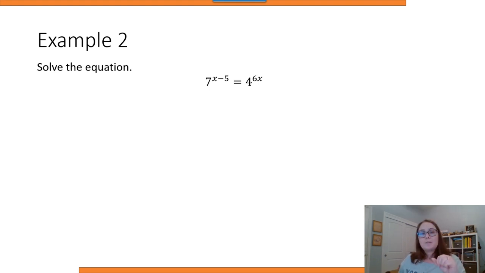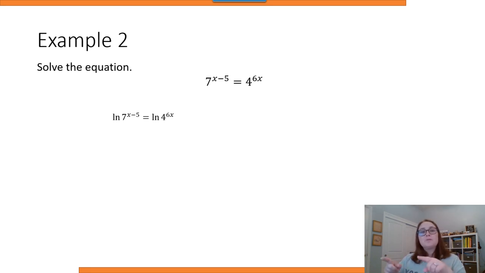What I'm going to do is take the log of both sides of this equation. I'm choosing natural log, but you can do common log if you prefer. Natural log, one less letter to write, a little faster. We tend to favor natural log a lot of the time with these. So from here, now that I've taken the log, I've got the natural log of 7 to the x minus 5 equals ln of 4 to the 6x.